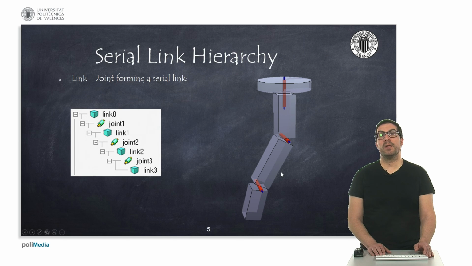Now we're going to study the hierarchy between links and joints. In the case of robot arms, we have a serial link structure, so the first link is the base of the robot and usually is the fixed link, this one here, and corresponds to this object here. Then after this, we find a set of joints and links in a chain structure. Each joint moves the next link of the chain. For instance, this joint here moves this link here, and this joint here moves this link here. And this can be seen here in this hierarchical structure.